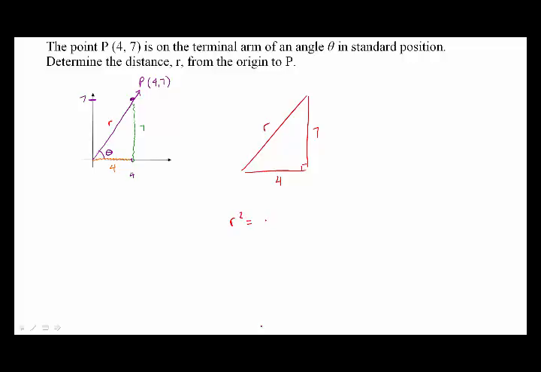R squared is equal to a squared plus b squared. It's not R, it should be H, yeah, is equal to 4 squared plus 7 squared. R squared is equal to 16 plus 49. R squared is equal to 65. R is equal to square root of 65. Now, do I have to do the plus minus thing here? No, because we can't have a negative, so it's not going to count.